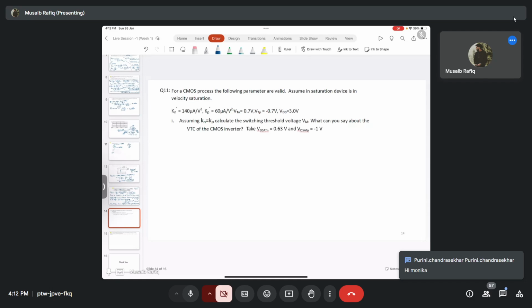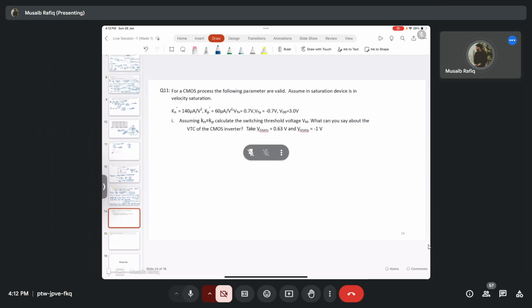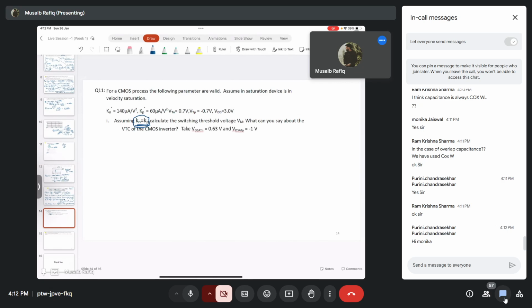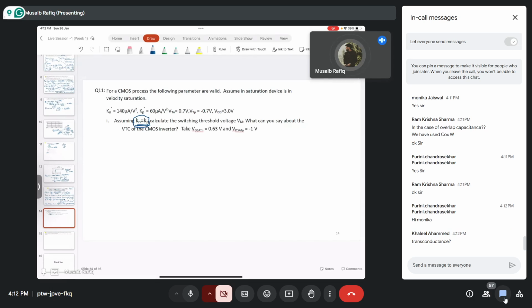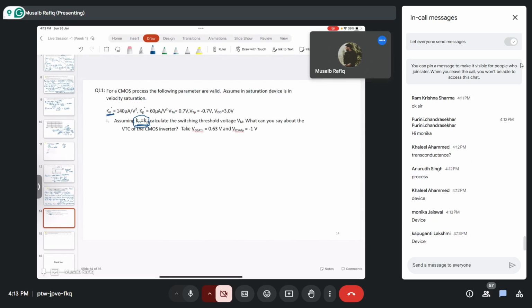Before I proceed, I have the question here. What is Kn called? Which transconductance, process transconductance or device transconductance? Only use your chat box, please. Yeah, it's device transconductance. This one is your process transconductance, and this one is your device transconductance, just multiplied by a factor of W by L.